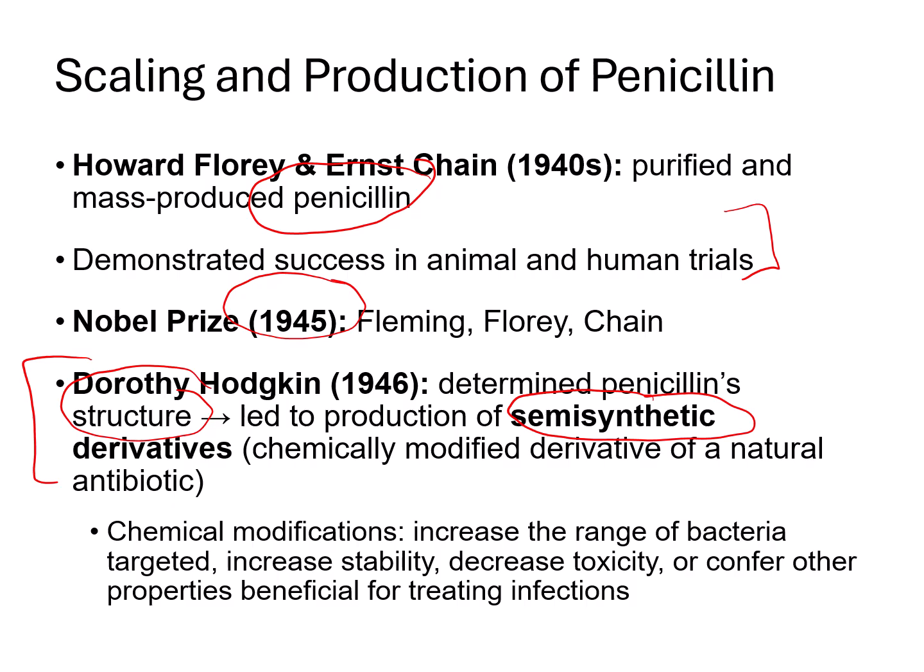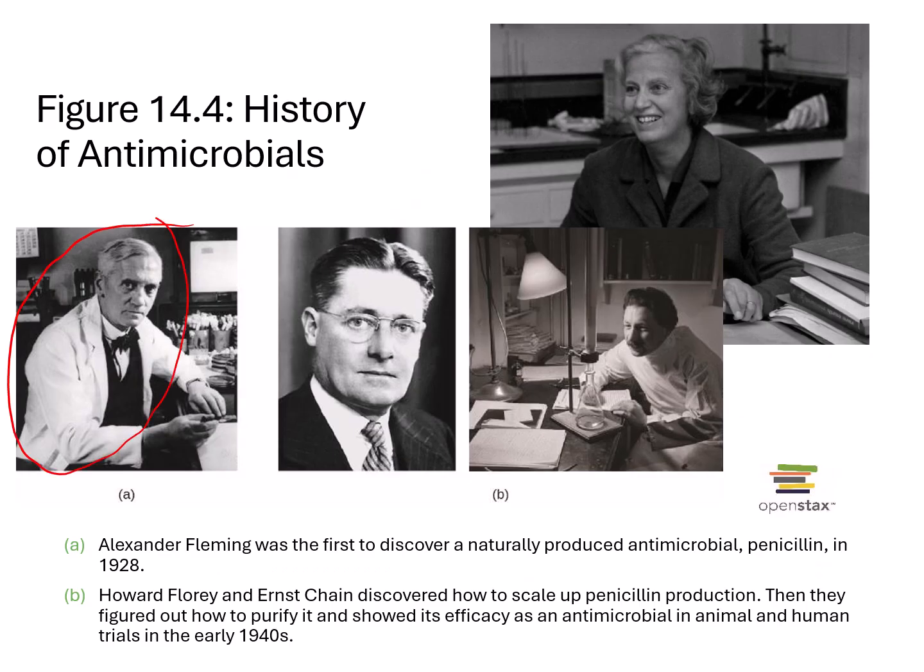Semisynthetic drugs are chemically modified derivatives of a natural drug. And these chemical modifications could do the following. For instance, increase the range of the bacterial cells that are killed, increase the stability of the drug, decrease the toxicity of the drug, or give additional beneficial traits for treating infections. So together we have Alexander Fleming with his accidental discovery of penicillin, Florey and Chain mass-producing penicillin, and Dorothy Hodgkin with her structural work, all together marking the birth of the antibiotic era.